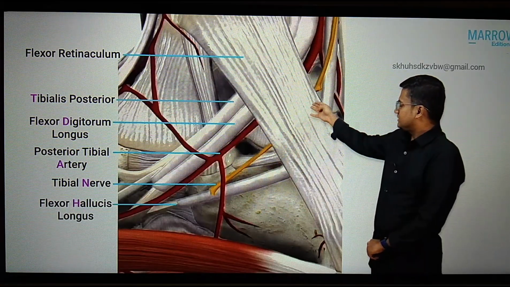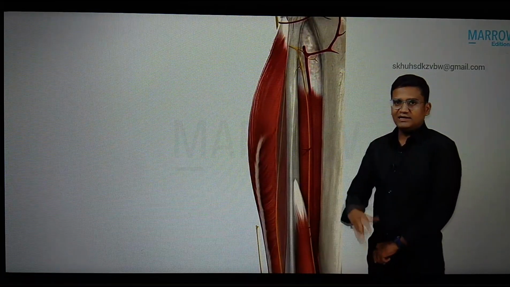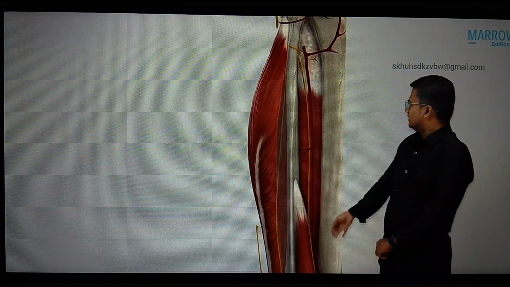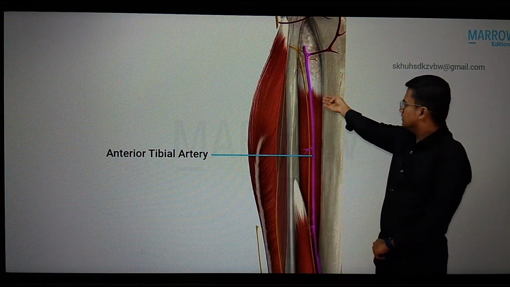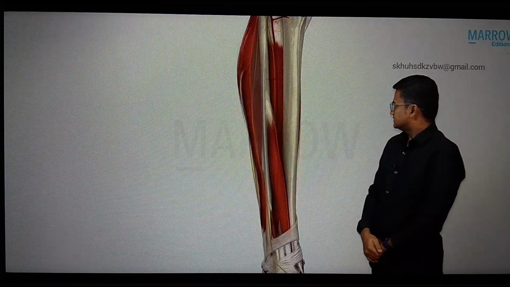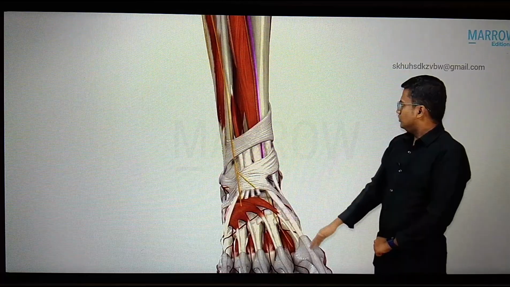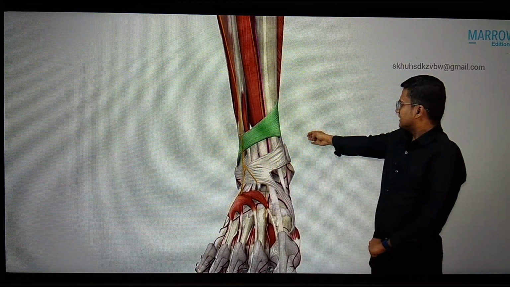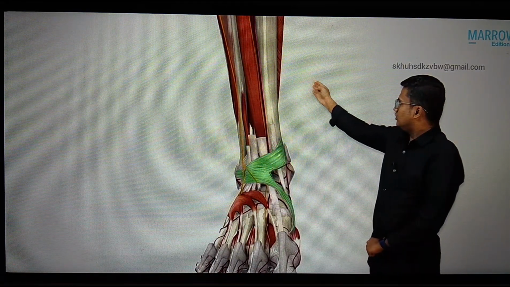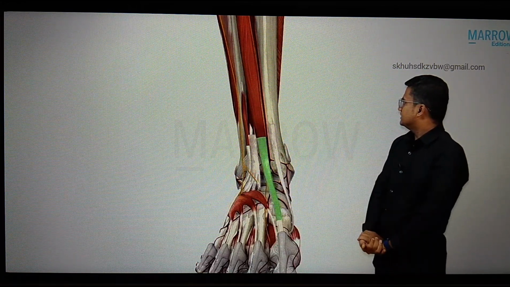Now, the posterior tibial artery enters the sole and divides into medial plantar artery and lateral plantar artery. Now, this is the anterior compartment of the leg. We are seeing the anterior tibial artery, the artery for the anterior compartment of the leg. Now, we're going to remove the extensor retinaculum and some muscles so that you can see the anterior tibial artery clearly.